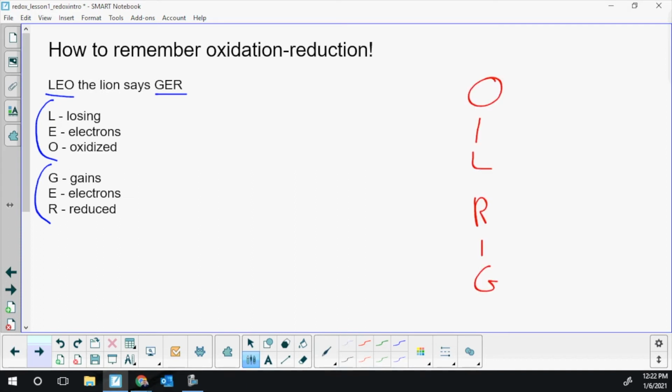So I'm going to do a couple more examples, give you some skills or tools, talk about your data table and how that can help you, and then you're going to be ripping net reactions apart and figuring out what's the oxidation, what's the reduction.